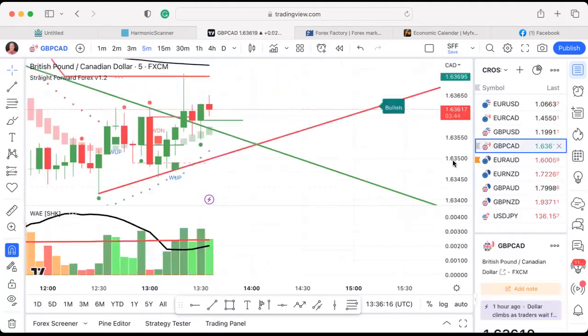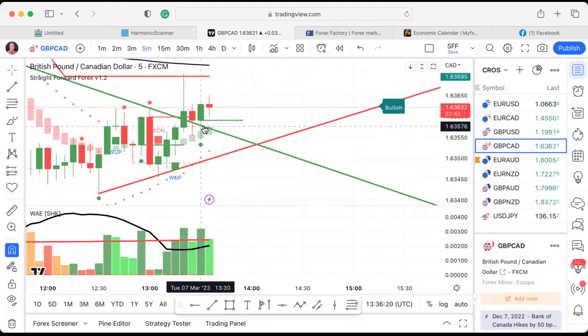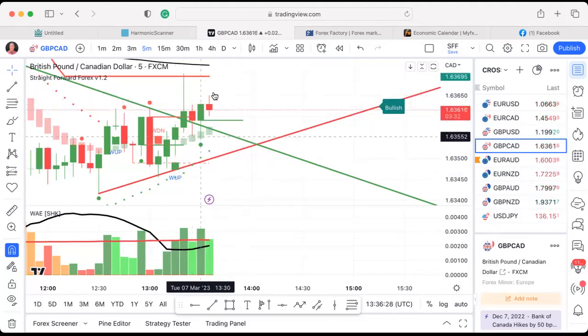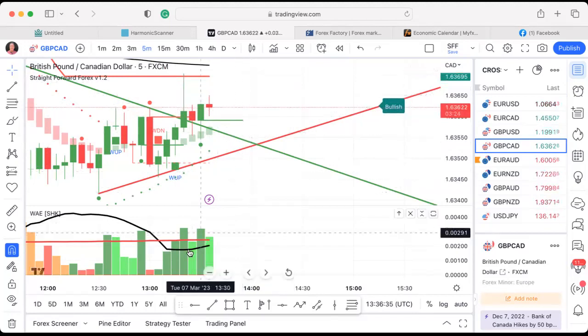GBP CAD. Right. Okay. So that's broken above the green line. We have got a wave up, but we've got a red super trend. So conflicting information. This is starting to look a bit more positive.